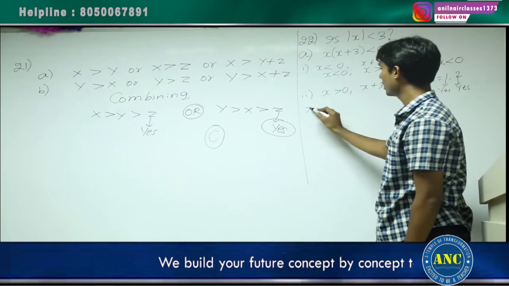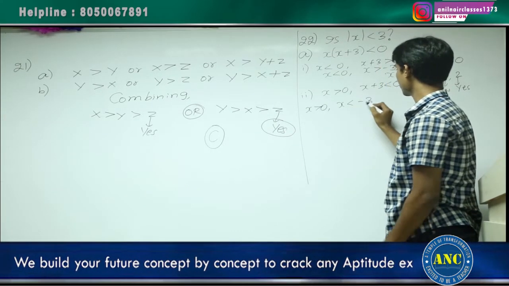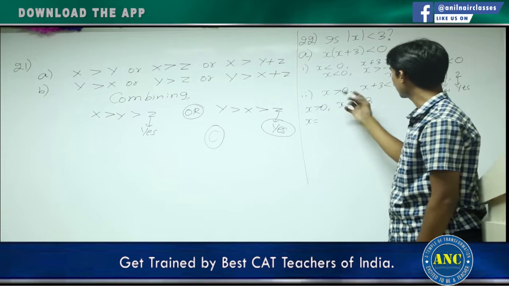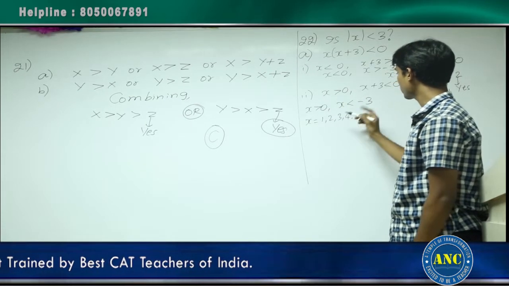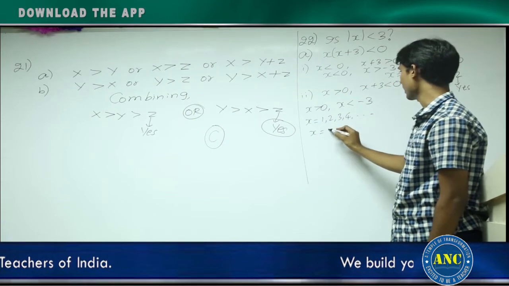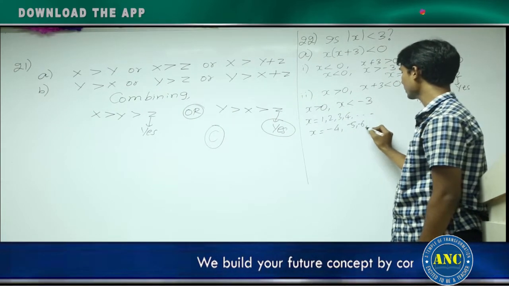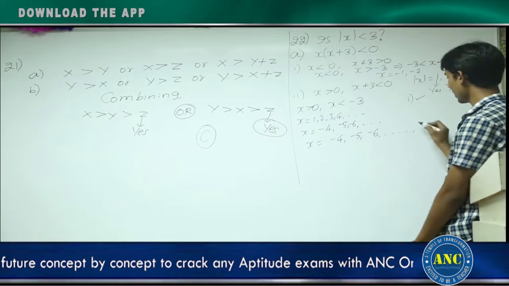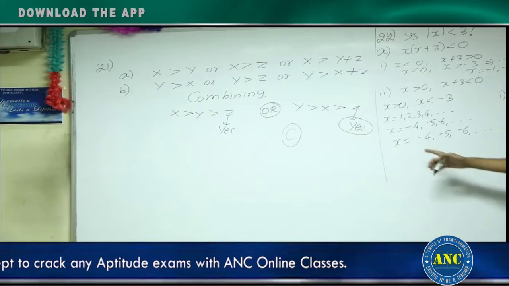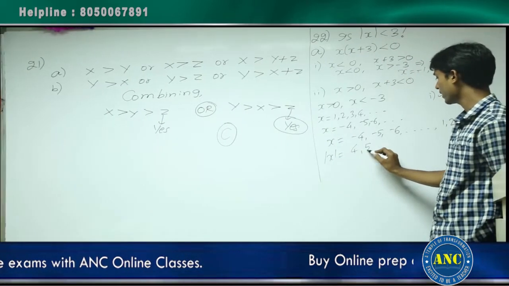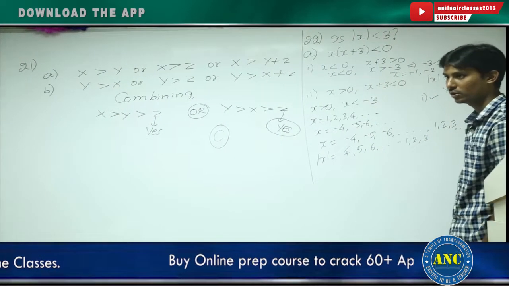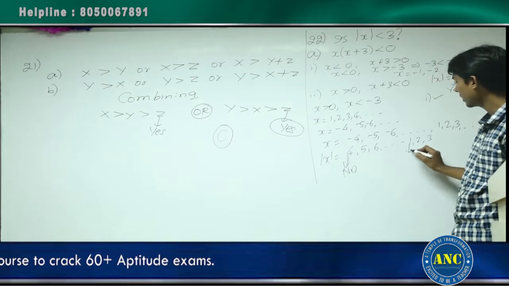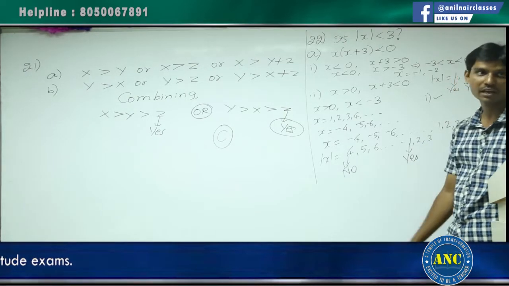Similarly, if I take statement 2 alone, x is greater than 0, x plus 3 is less than 0, x is less than minus 3. This becomes, x is greater than 0 means it can take any value, 1, 2, 3, 4, etc. X is less than minus 3 means again it can take any value, it can take minus 4, minus 5, minus 6, etc. Right? If you combine the sets, it becomes minus 4, minus 5, minus 6, again 1, 2, 3, etc. Question is for modulus. Mod x will become 4, 5, 6, etc. 1, 2, 3 is 1, 2, 3 only. Is mod x greater than 3? You are telling yes. Is mod x less than 3? You are telling no. You are telling multiple answers.